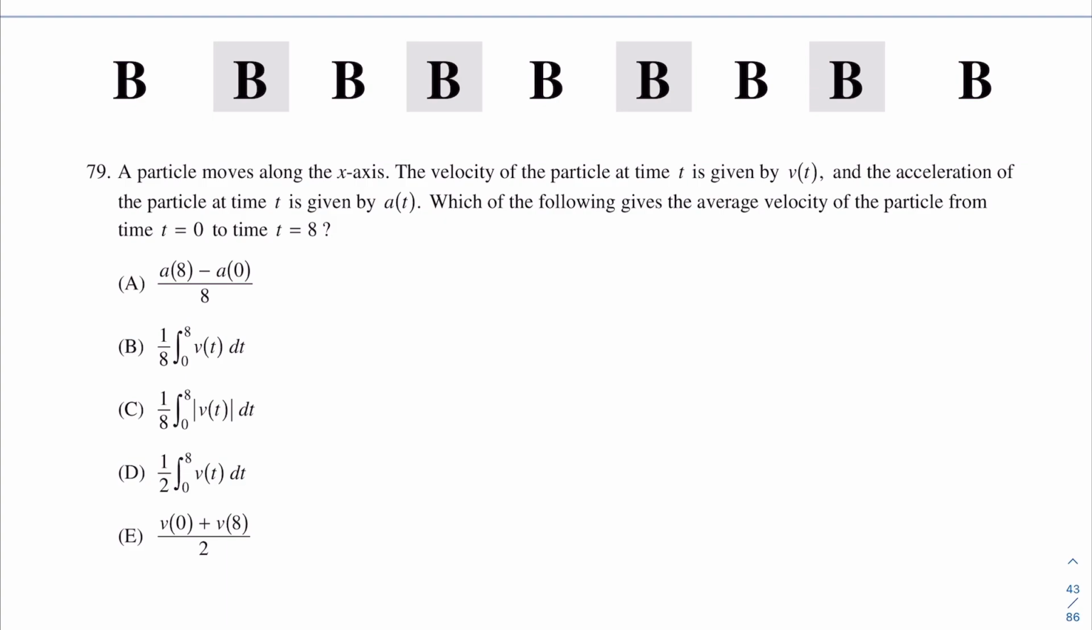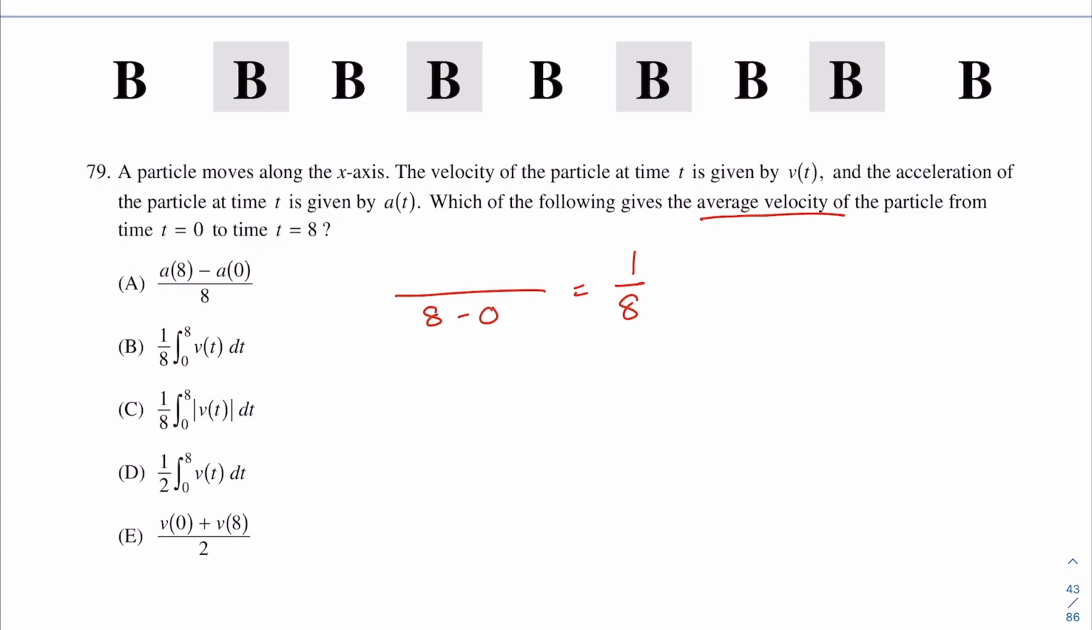79. A particle moves along the x-axis. The velocity of the particle at time t is given by v of t, and the acceleration of the particle at time t is given by a of t. Which of the following gives the average velocity of the particle from time t equals 0 to time t equals 8? So when we're asked to find average velocity, we know that we're going to be dividing by the period that we're taking the average over, which is 8 minus 0. So we're going to be looking for something that's 1 over 8 to find our average. And anything that doesn't look like that is probably not right.